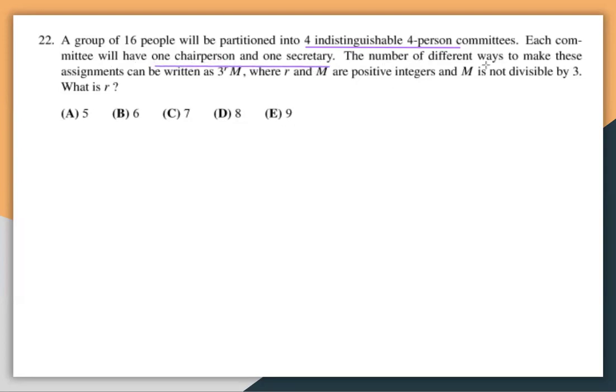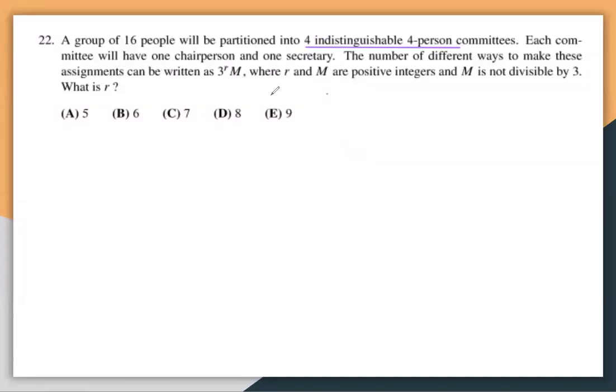The number of different ways to make this is 3 to the r times m, with r and m positive integers, and m is not divisible by 3. Basically, we'd like to know the largest number of threes that we can multiply in our answer. It might be a big number, which is probably why we just need the number of threes.